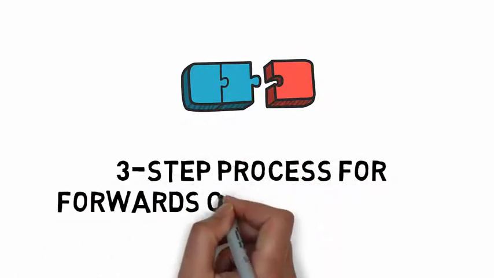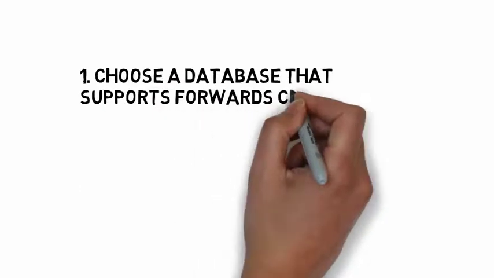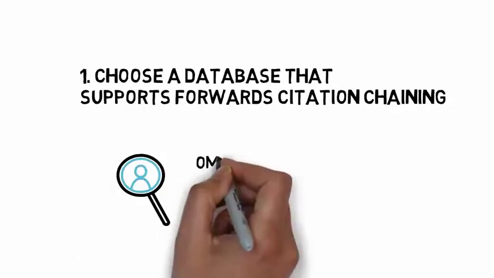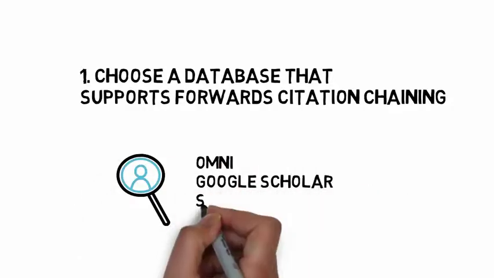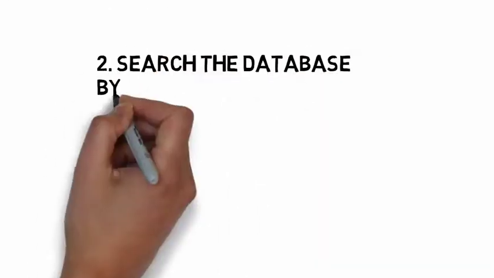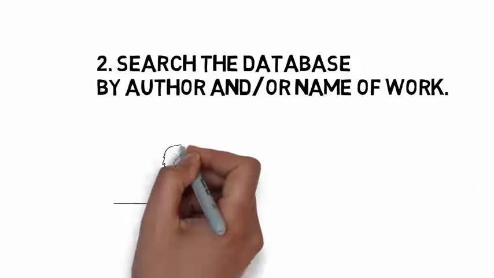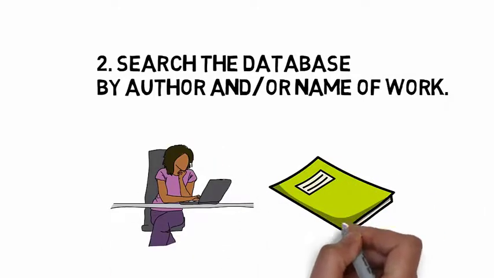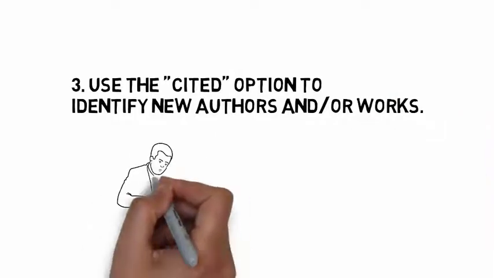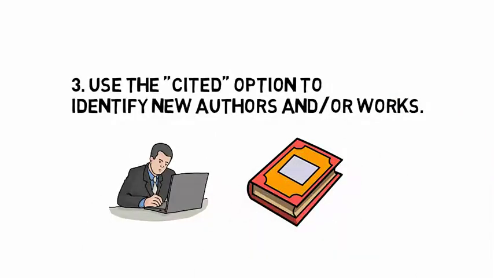This 3-step process begins with step 1. Choose a database that supports forwards citation chaining. There are several available through the library, including Omni, Google Scholar, Scopus, and Web of Science. Step 2. Search the database by author and/or name of work. And step 3. Use the Cited option to identify new authors and/or new works.